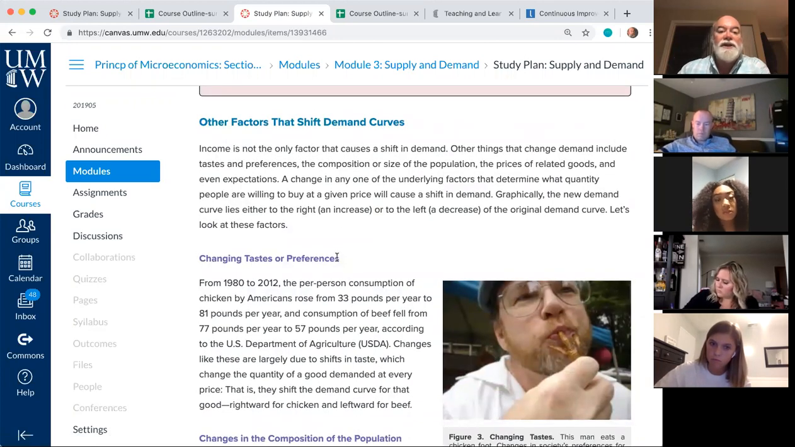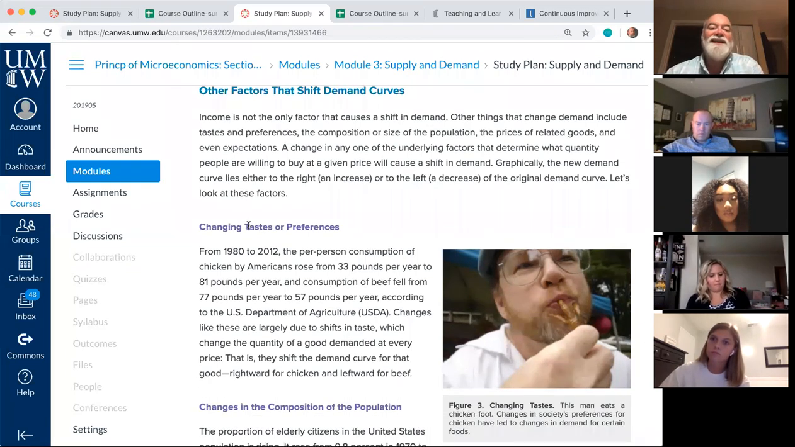Changing tastes or preferences. Okay, this is kind of what demand fundamentally is. You need or want something because you just do. Some people like pizza, other people don't like pizza. It's a question of taste, right? But if your like for something changes, then literally your demand changes. Either it increases or it decreases.